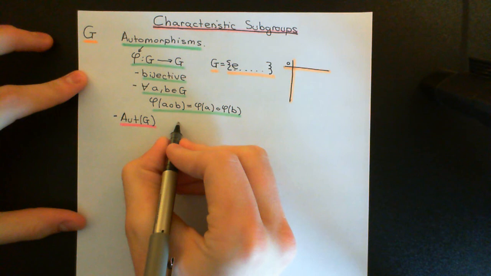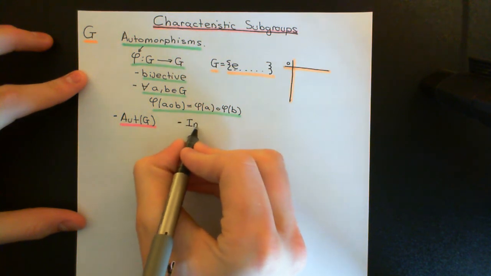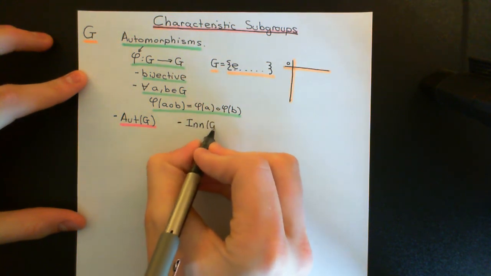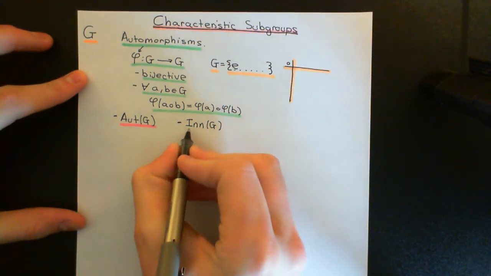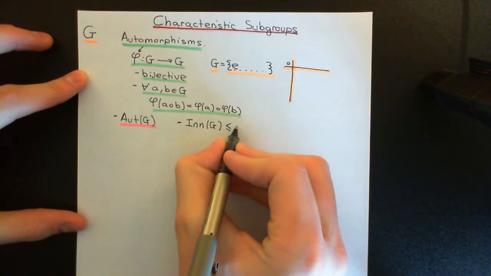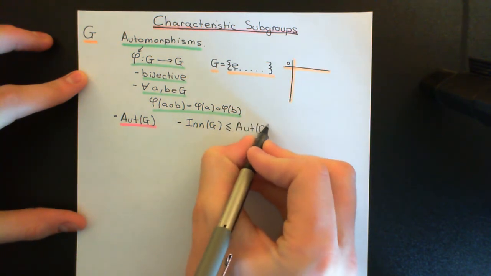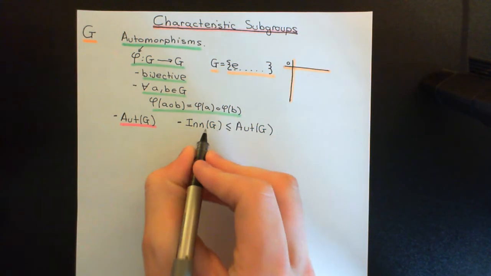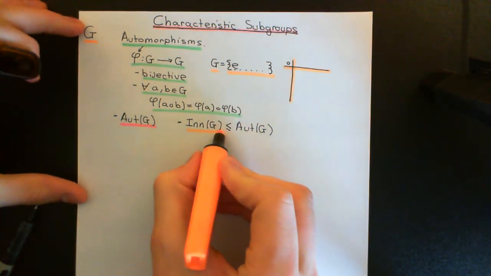Now, remember there is an important subgroup of this, which is the set of all inner automorphisms of G, which we denote Inn(G), for inner. So the inner automorphisms of G is going to be a subgroup of the group of automorphisms of G. Now, this subgroup contains all of the inner automorphisms of G.